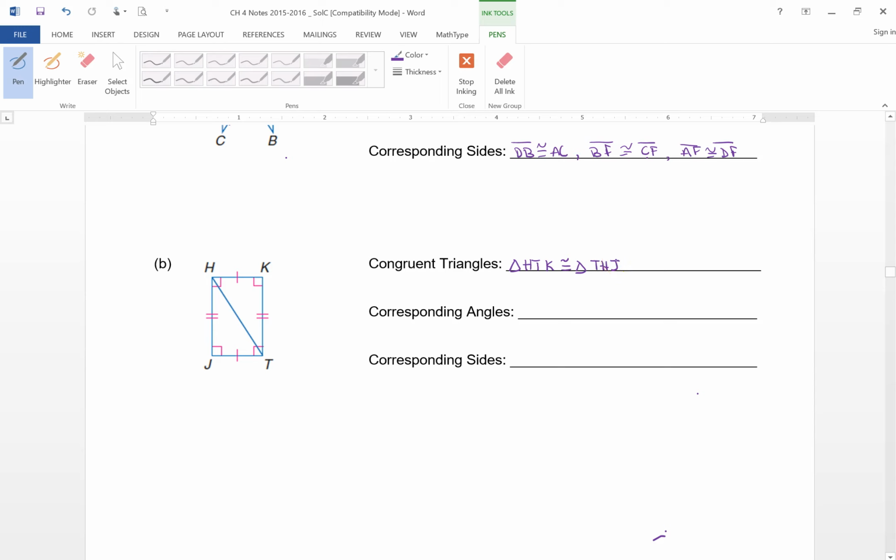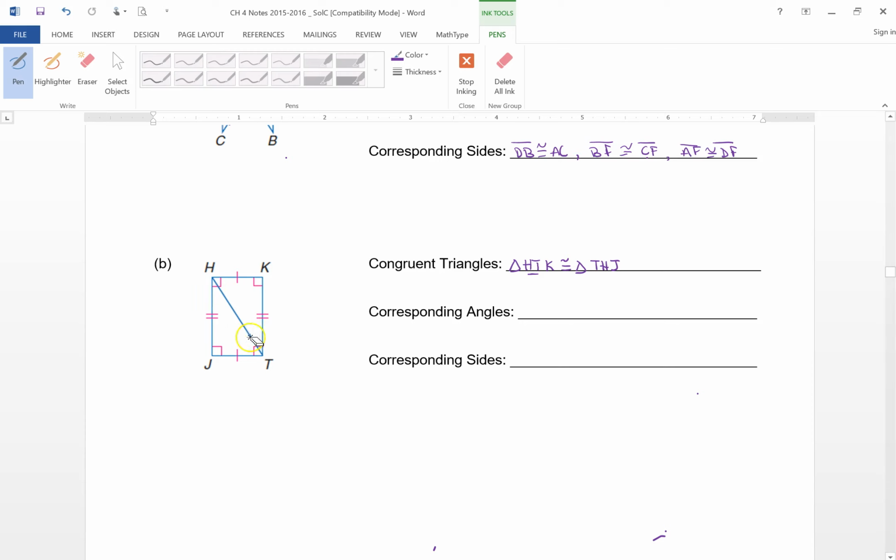Well, so if I have H and T, okay, those are on either side of these, right? So this one and this one. And you see how these two triangles are flipped over? That means you have to keep the order the same. Okay? All right, so corresponding angles.